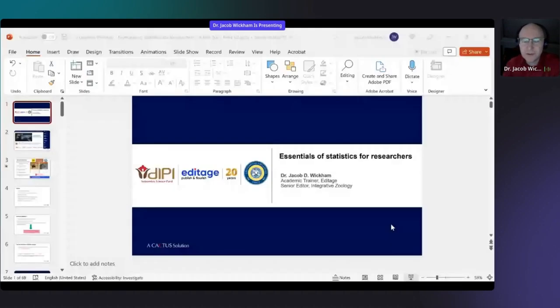When we get a new submission to the journal, we look at the experimental design. We look at the paper to see if the statistics are done correctly, if the researchers have explored their data thoroughly, that they're using the right models.